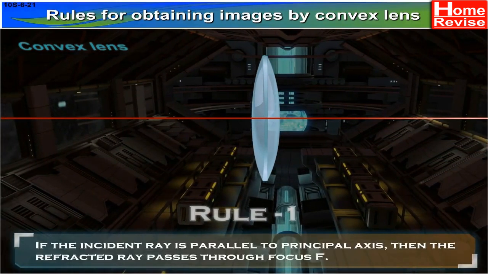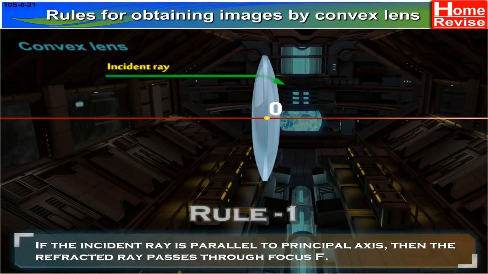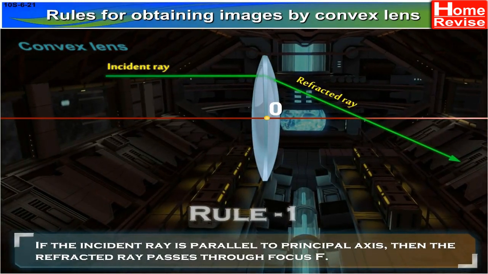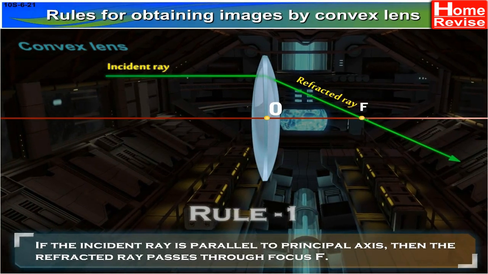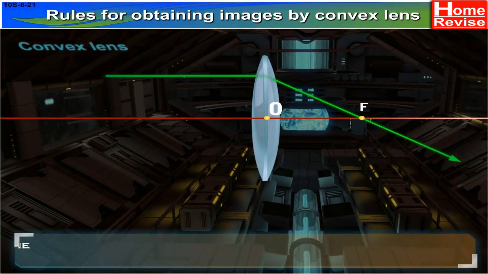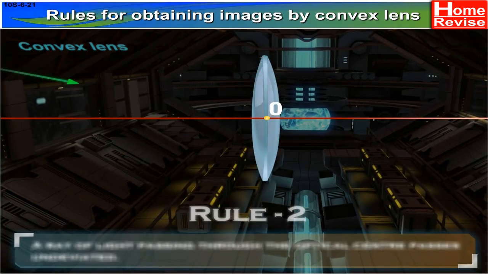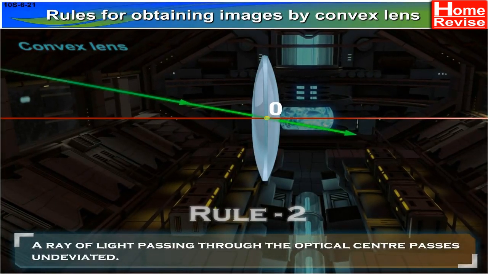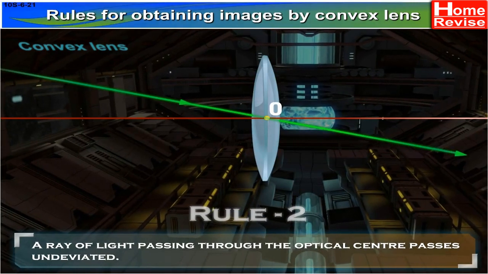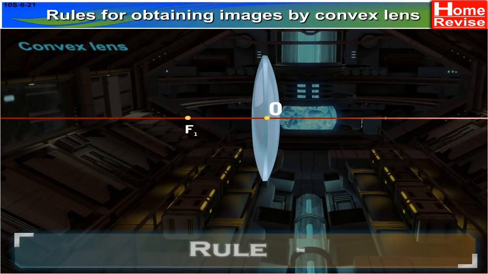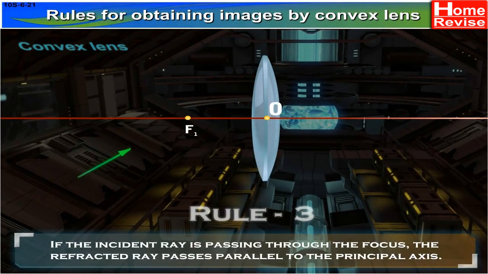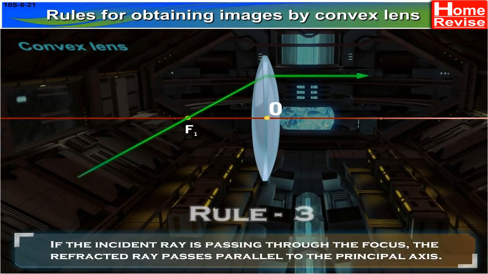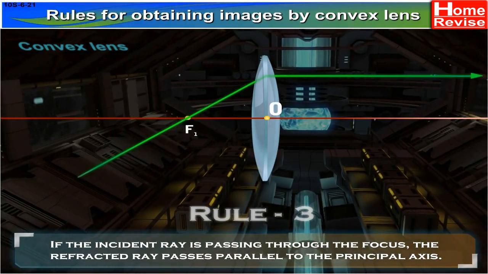Rule 1. If the incident ray is parallel to the principal axis, then the refracted ray passes through the focus F. Rule 2. A ray of light passing through the optical center passes undeviated. Rule 3. If the incident ray is passing through the focus, the refracted ray passes parallel to the principal axis.